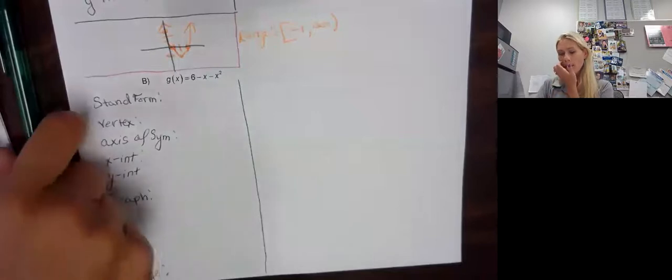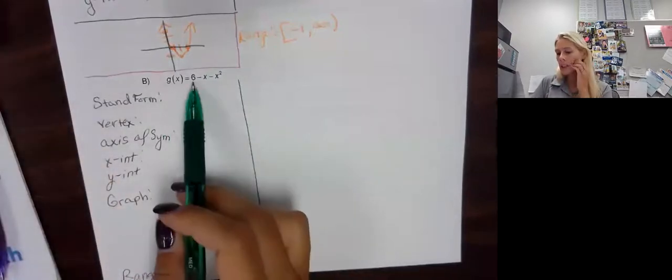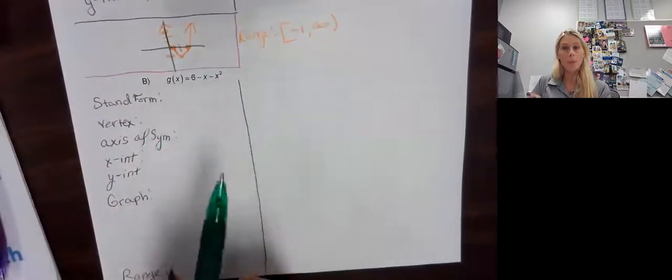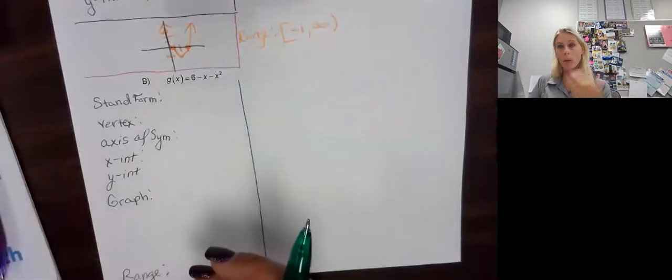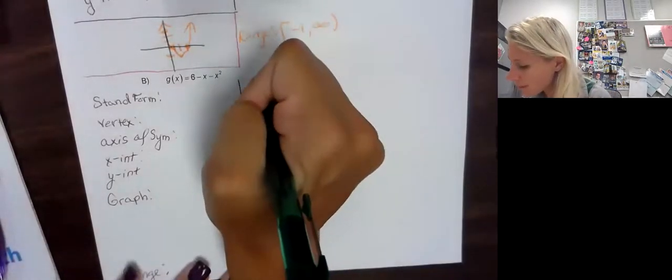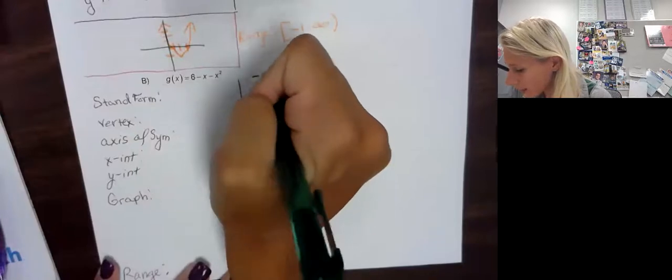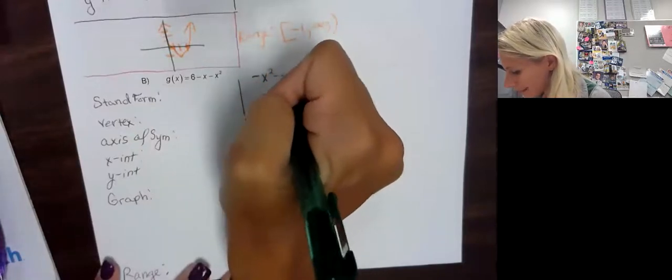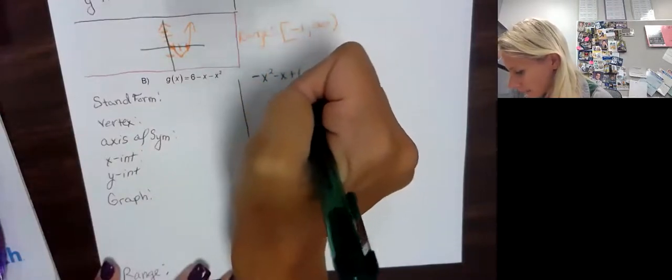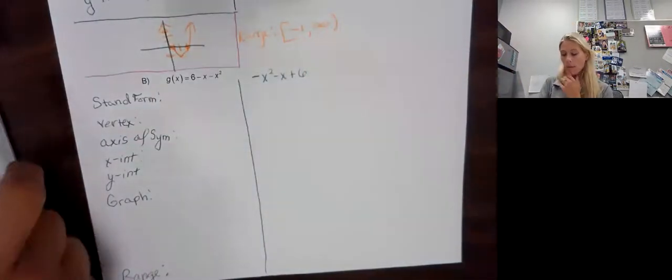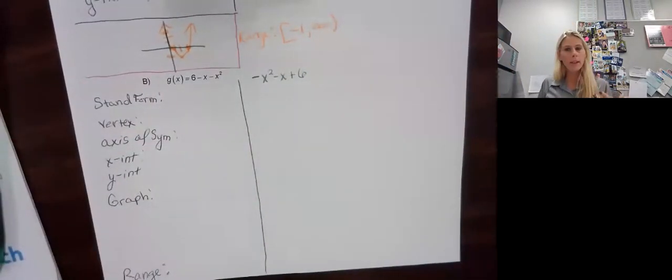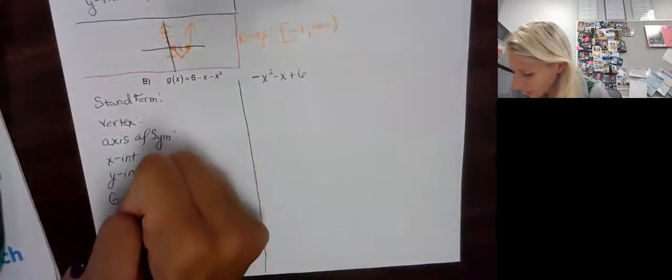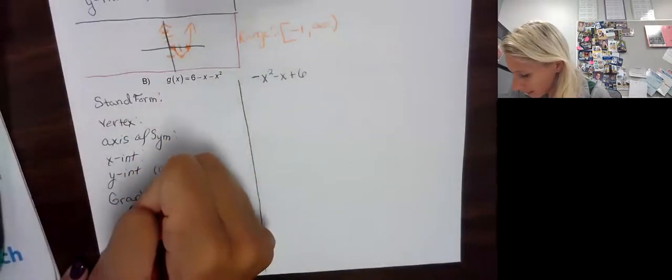Okay. Before we get started, this is not in correct order. X squared will always come first. So I'm going to put it in order. We get -x squared minus x plus 6. Okay. Now remember, there's one thing we can get right off the bat from this form, and it's our y-intercept. It's when x equals 0 and we get 6.